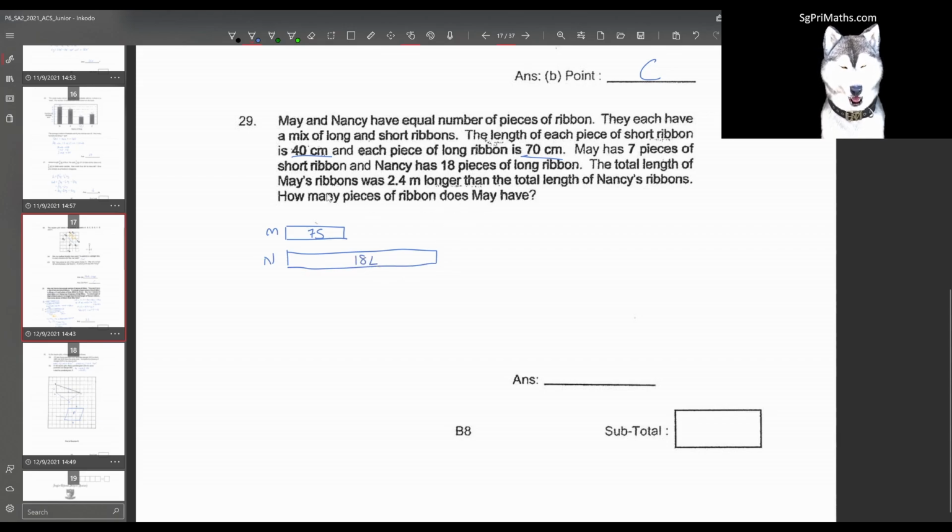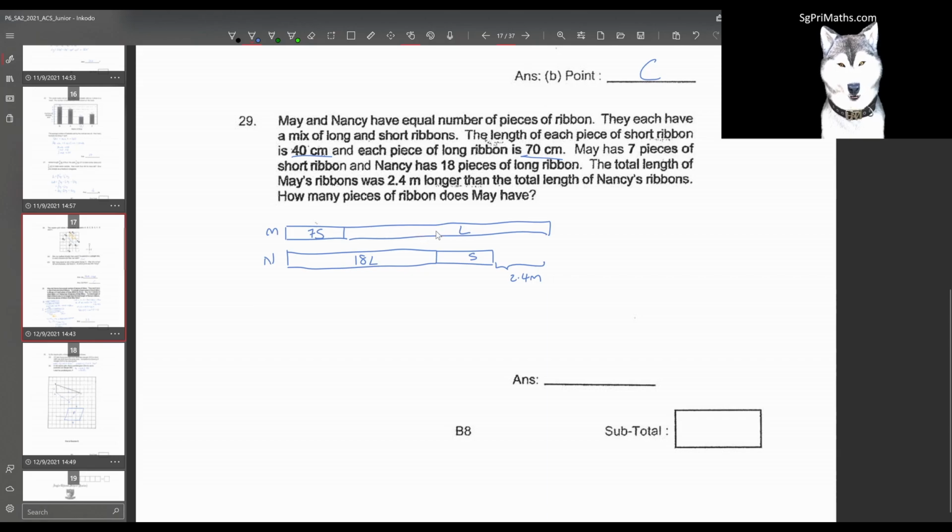However, at the end, the total length of May's ribbons was 2.4 meters longer than Nancy's. So that means the long ribbons that May has is very, very long indeed. These are long ribbons, but we don't know how many there are. And for Nancy, Nancy has a number of short ribbons, but not enough to be longer than the total length of May's. Even though at the start, Nancy has longer ribbons because of the 18 long ribbons here. So this is short, so we don't know. And we know that this difference here is 2.4 meters.